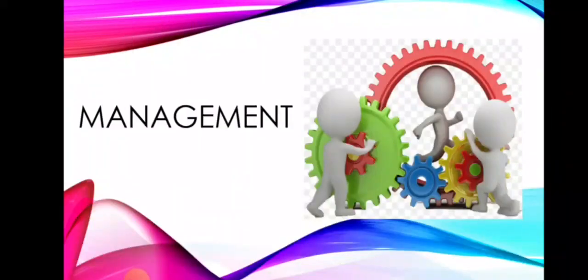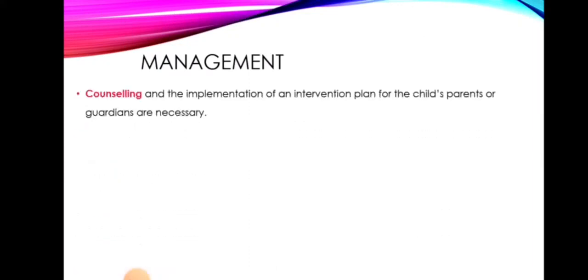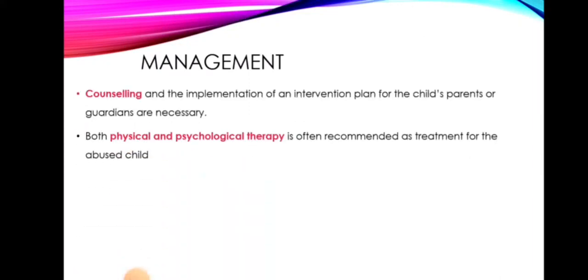Next, we will see the management of child abuse. First intervention is counseling, and we have to counsel the child's parent or the guardian. So this is an important aspect of the treatment. And other recommendations are physical and psychological therapy for the abused child.